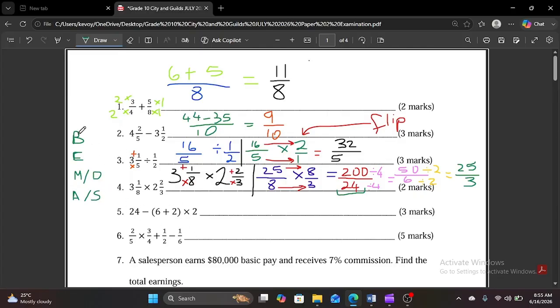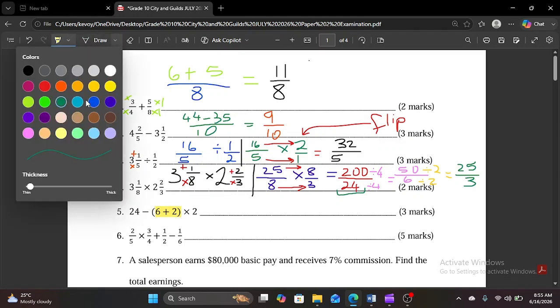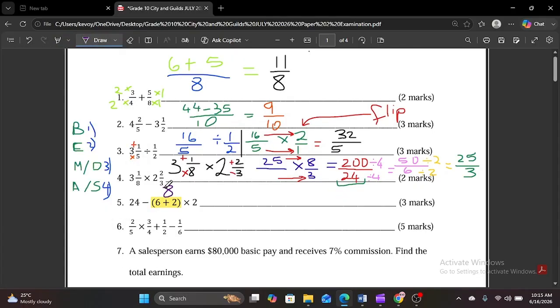So the first thing that we work is the bracket. So we're going to work what is in our brackets first. So that's going to be 6 plus 2. So 6 plus 2 is going to be equal to 8. So you're going to have your 8. And you multiply next, because multiplication comes before addition or subtraction.